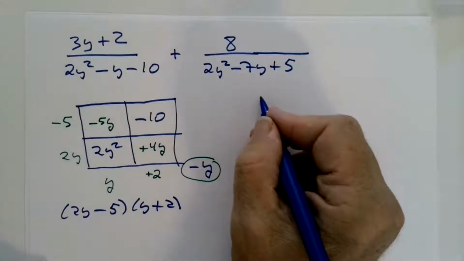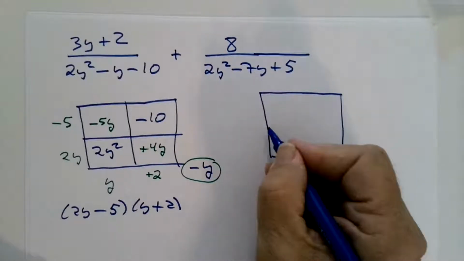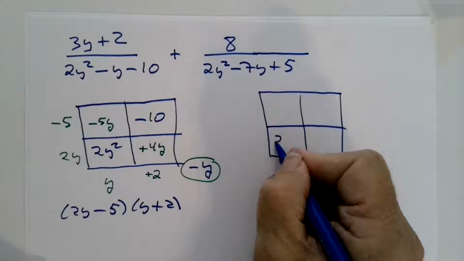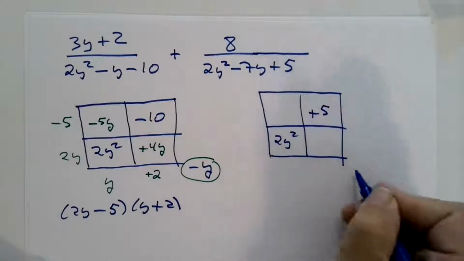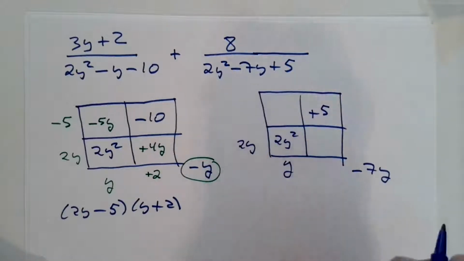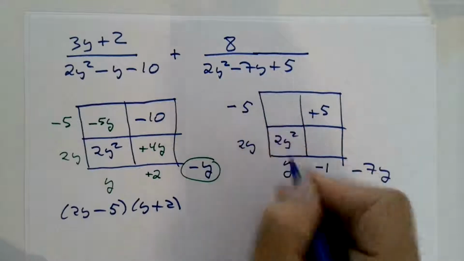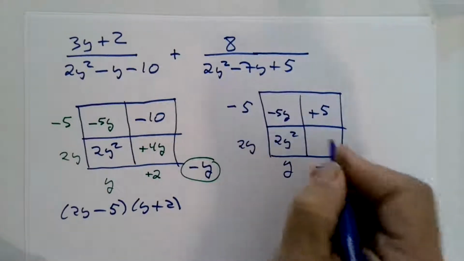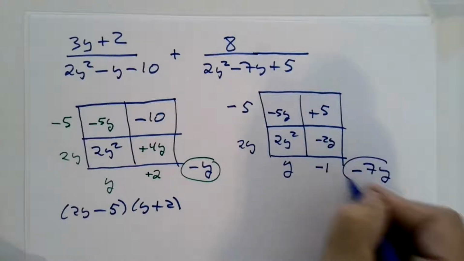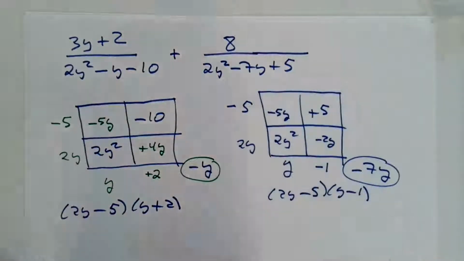Over on this side, I need 2y squared minus 7y plus 5. Let's go ahead and do that in our factor box. 2y squared, plus 5, minus 7y. 2y times y, I need a 5 and a 1. A 1 and a 5, make them both negative. -5 times -1 is positive 5. -5 times y, -5y. -1 times 2y, -2y, adds up to -7y. So I get 2y minus 5 times y minus 1. So I have both of those factored.